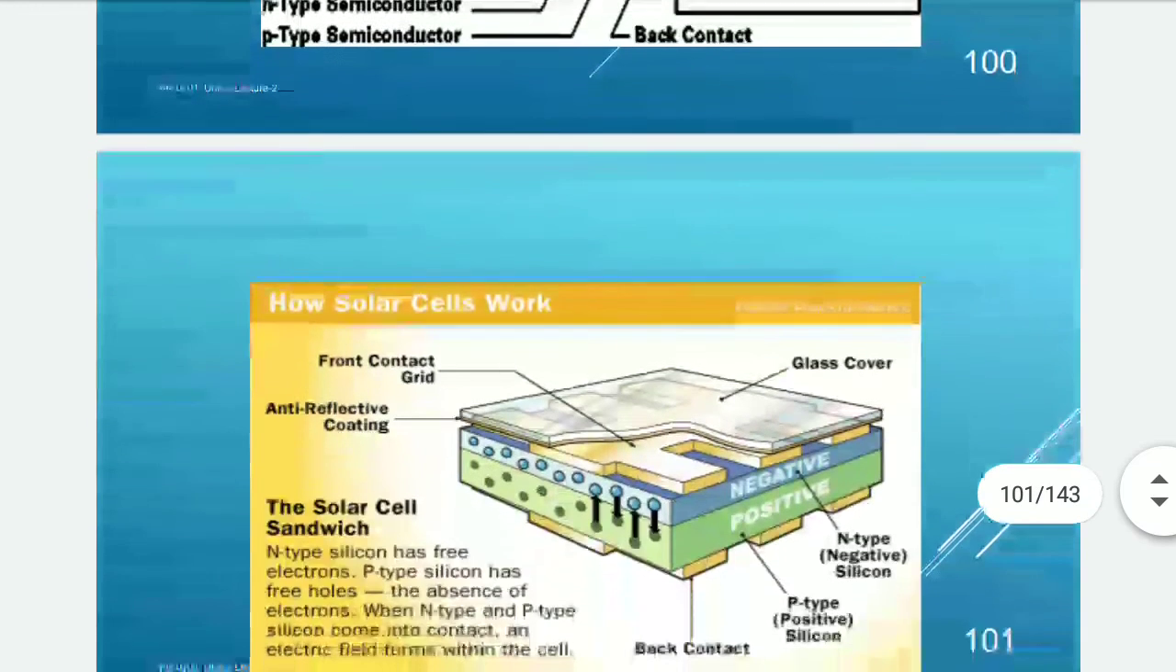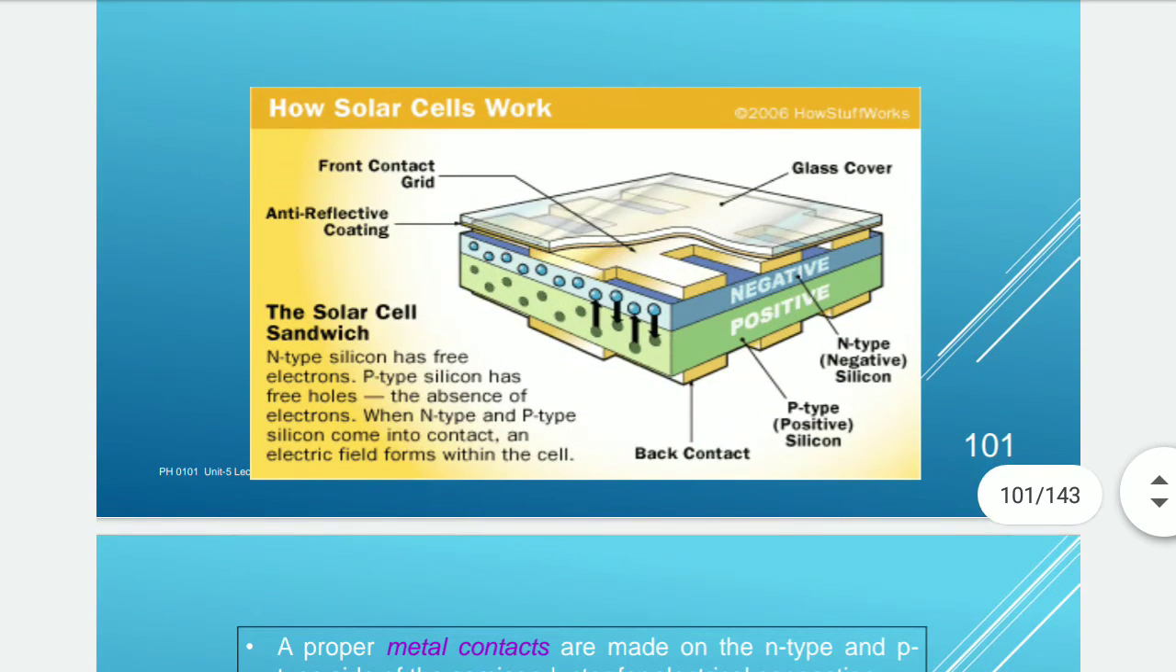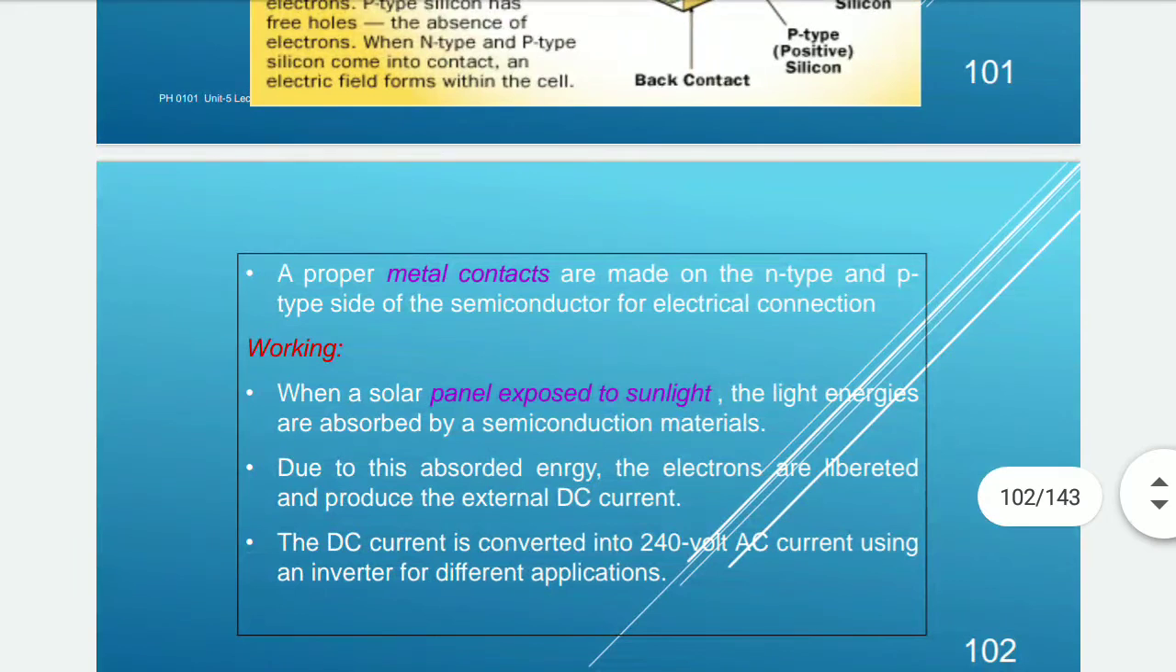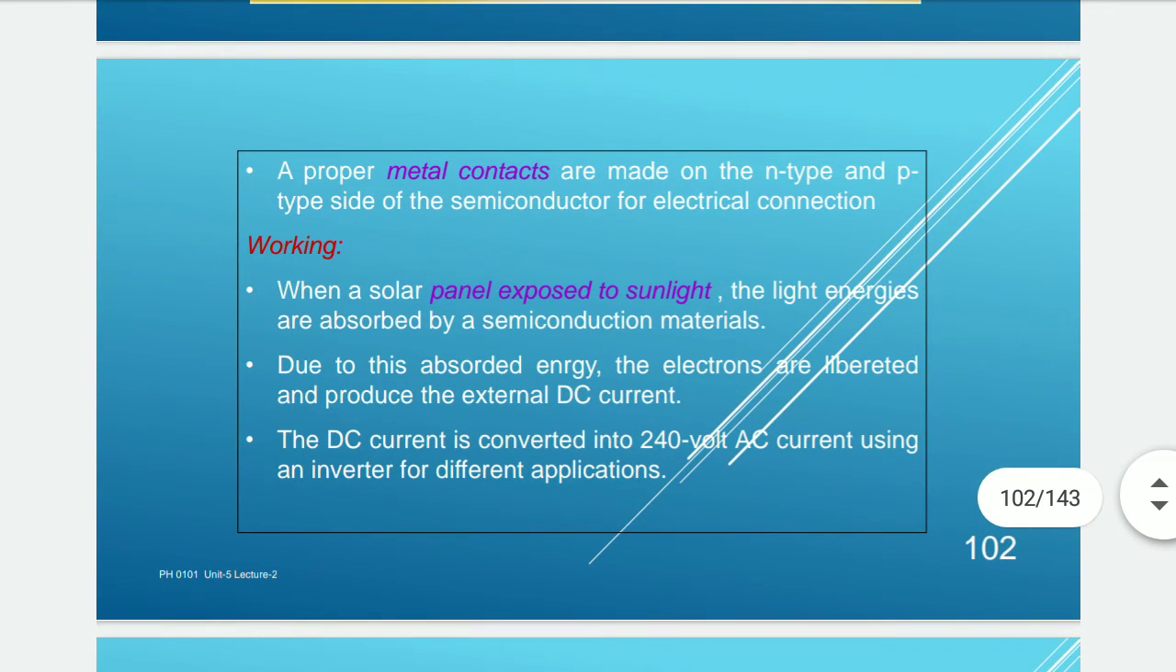glass. How does a solar cell work? The solar cell sandwiches N-type silicon, which has free electrons, and P-type silicon, which has free holes. Because of the absence of electrons, when N-type and P-type silicon come into contact, an active field forms within the cell. Back contact: P-type positive silicon, N-type negative silicon, glass cover. Front contact: grey anti-reflective coating. Proper metal contacts are made on the N-type and P-type sides of the semiconductor for electrical connection.